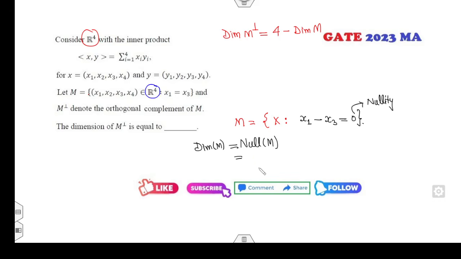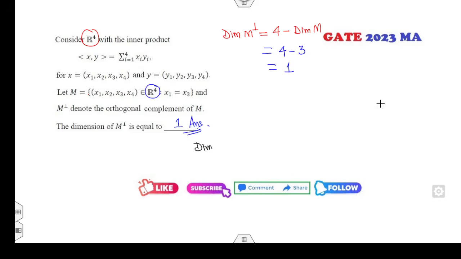x is an element of R4. There is one condition, so 4 minus 1 is equal to 3. So the answer is 4 minus 3, which is 1, the right answer to the problem, because you have only one condition. Fine. Otherwise, you can also find the dimension of M by another way.